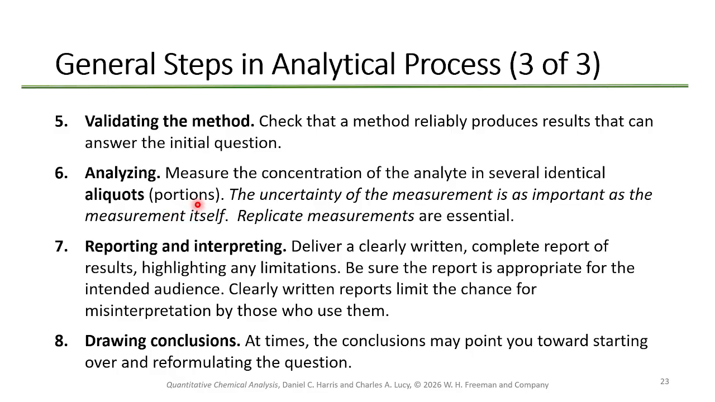Whatever your sample is, an aliquot is a portion of that sample. So let's say you made up a 10 milliliter batch. You take like 1 milliliter aliquots for each test. The uncertainty of the measurement is going to be just as important as the measurement itself in analytical chemistry. Replicating measurements are absolutely essential because you can get completely off, totally messed up results if you do something once, right? I think everybody's had that lab where they just completely flub it. That's why you do it in several portions.